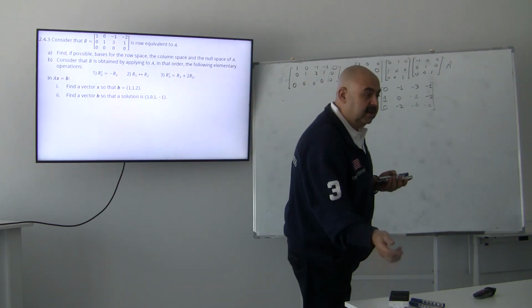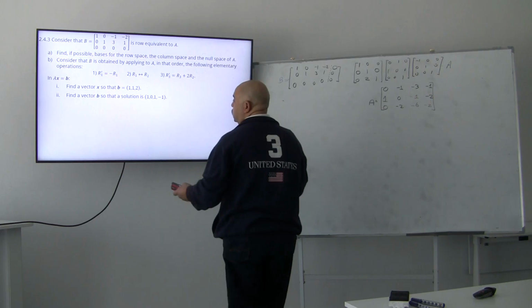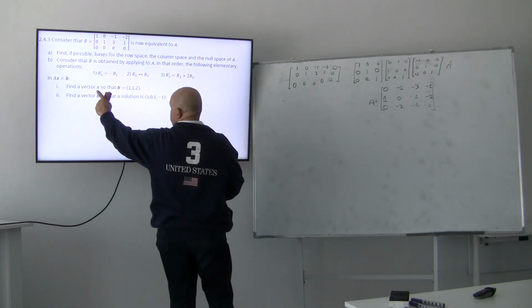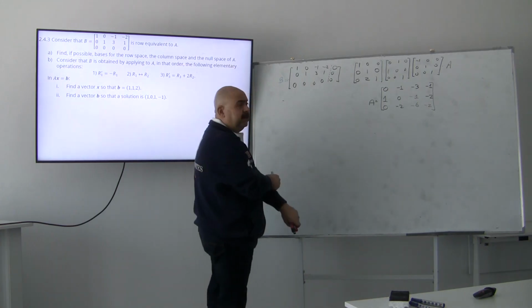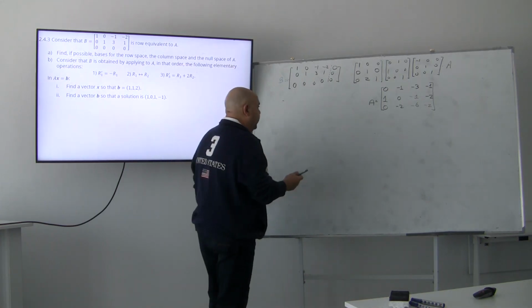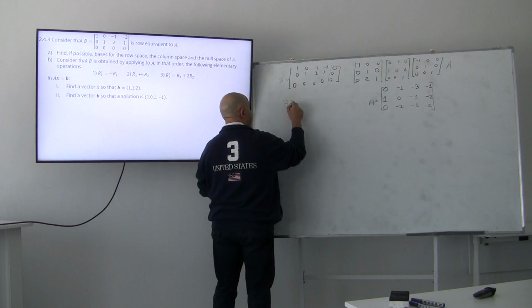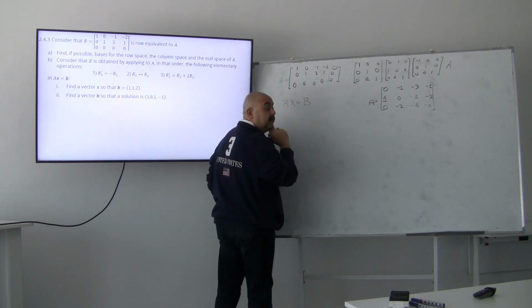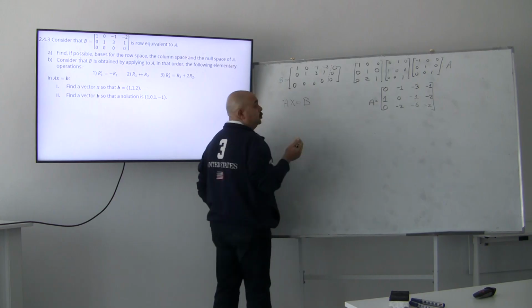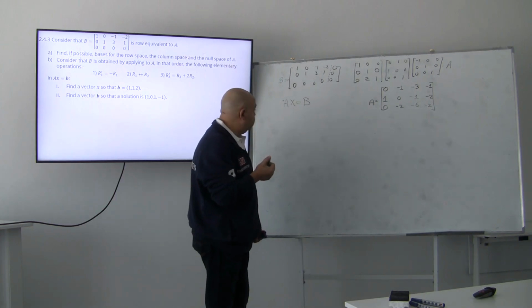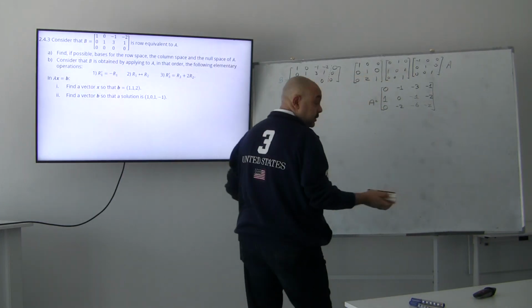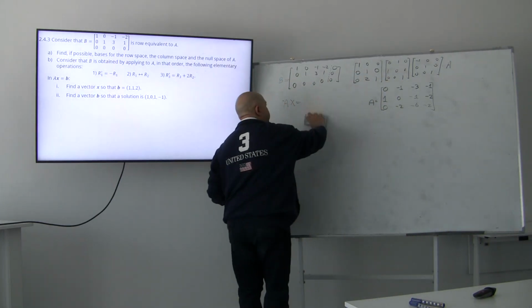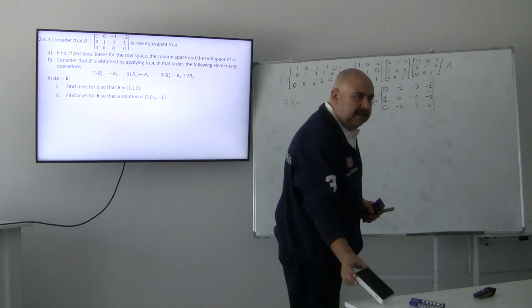Are you with me? Okay. Now I want to solve the system. Find a vector x so that b equals 1, 1, and 2, which simply stands for solving the given system. So I have Ax, which equals what? To b. Okay? In order to do this, I have to resolve this problem, or simply do the same operations that we did.